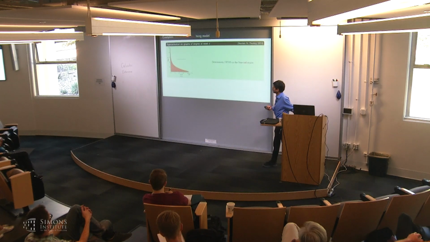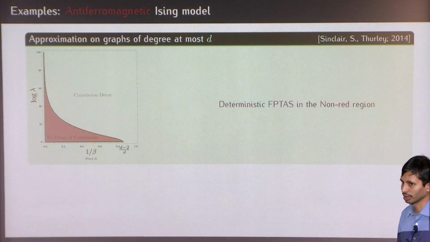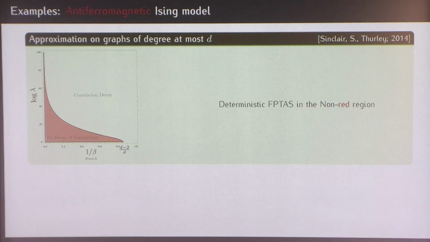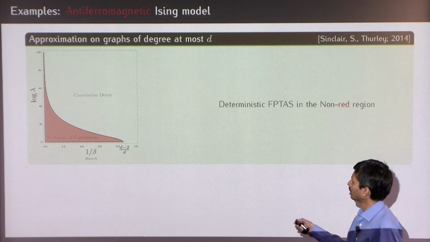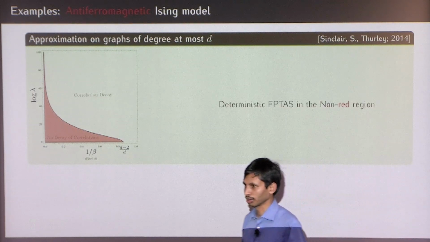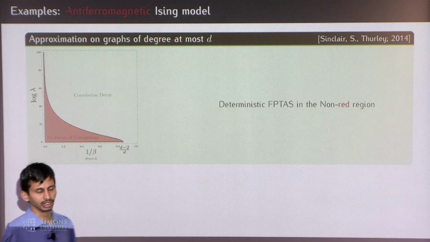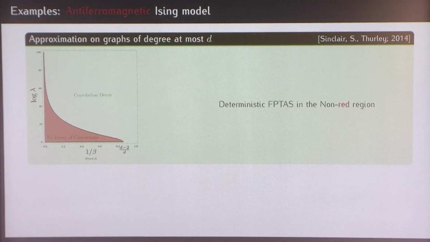Okay, so I said I will give an example of one case where one can do something with the correlation decay. So here is the example of the anti-ferromagnetic Ising model. What one can do for the anti-ferromagnetic Ising model is, let's fix the degree of the graph that we're going to be looking at. So arbitrary graphs of just fixed degree d. And then one can plot in this plane of beta and lambda, but for convenience I'm plotting log lambda and 1 over beta. So 1 over beta is between 0 and 1.